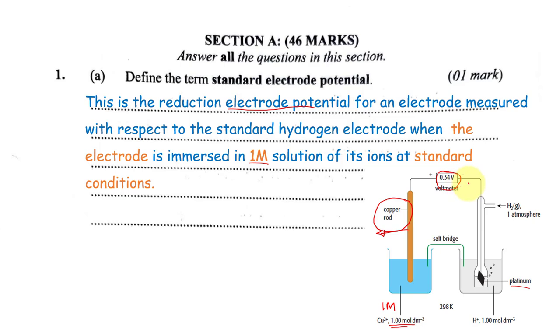So because it is connected to the standard hydrogen electrode, what we are actually getting here is the potential difference, which we are referring to as our electrode potential for copper when the electrode is immersed in 1 molar solution of its ions. So the ions of copper are copper 2 ions, and the concentration is 1 molar at standard conditions. Because they have said define the term standard, the conditions also have to be standard. That is to say 298 Kelvin and a pressure of 1 atmosphere. So you could have said at 298 Kelvin and pressure of 1 atmosphere.